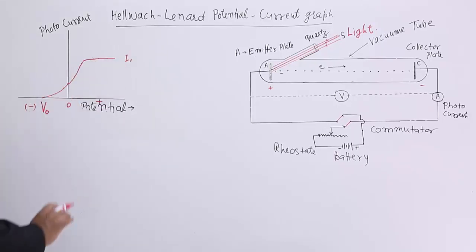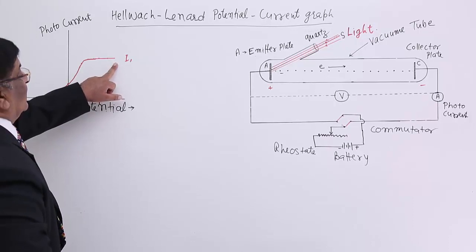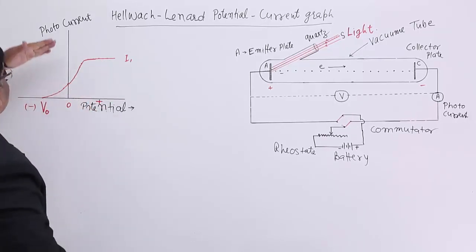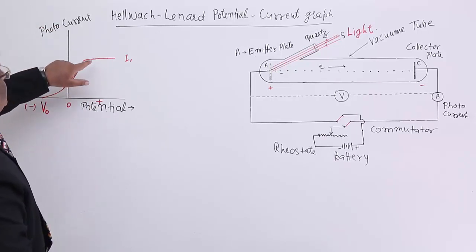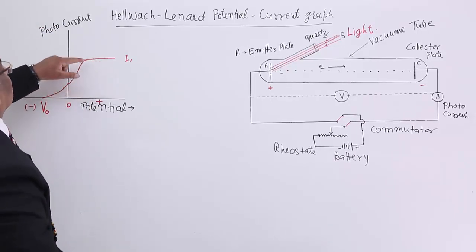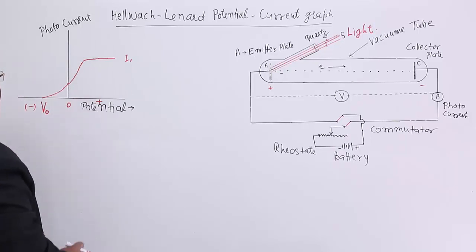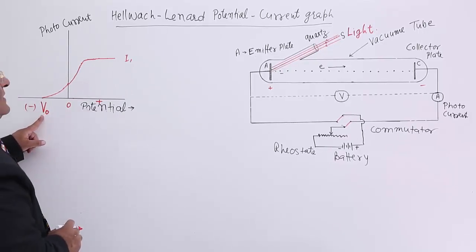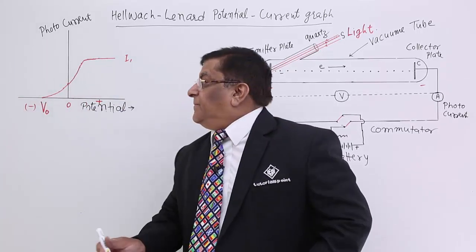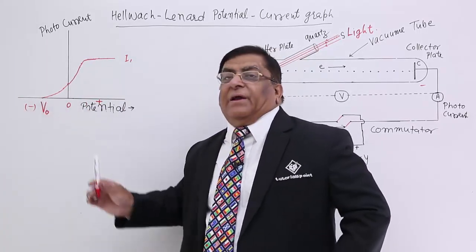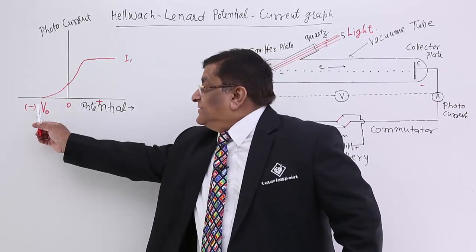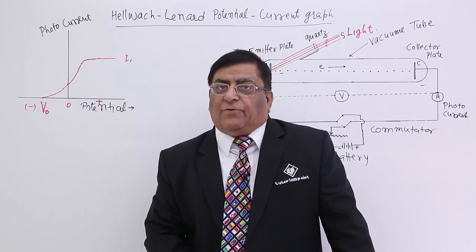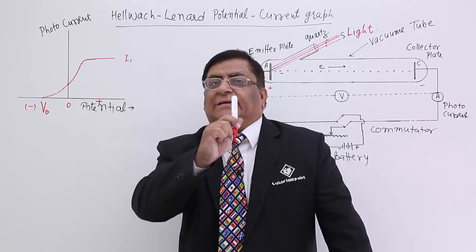Now this is our complete graph. At this intensity, we have seen the graph of electric current from zero to saturation. This is the saturation current. And this is the particular potential at which the current becomes zero. This is a negative potential. Okay, this is all for one particular intensity.